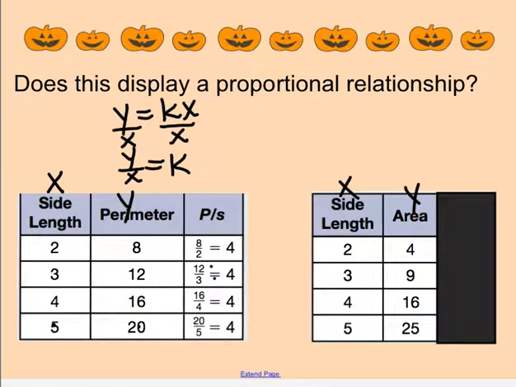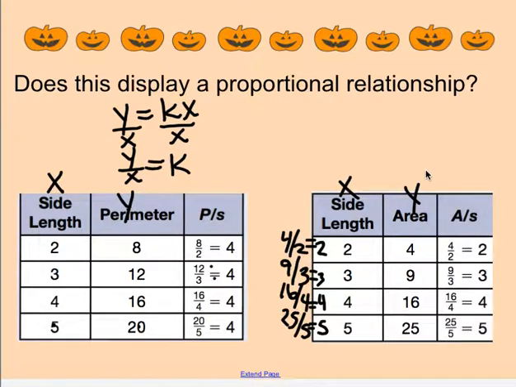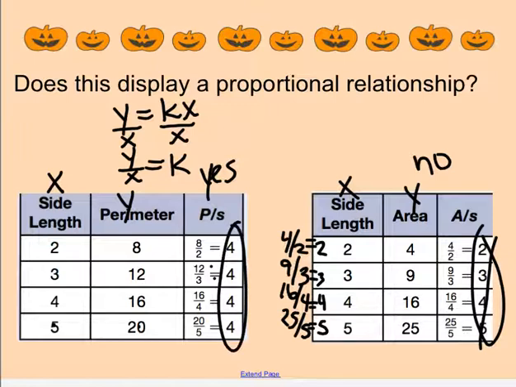Okay, let's try that, and I'll write it over to the left side. 4 divided by 2. 9 divided by 3. 16 divided by 4. 25 divided by 5. Well, I get 2, 3, 4, and 5, which you might think, oh, that's a nice pattern, but are my constants all the same? And we would have to say no. The constant is not the same, therefore, this is not a proportional relationship. Perimeter to side length? Yes. Side length to area? No, because we do not have a constant ratio. This one? Yes. We have all 4s.